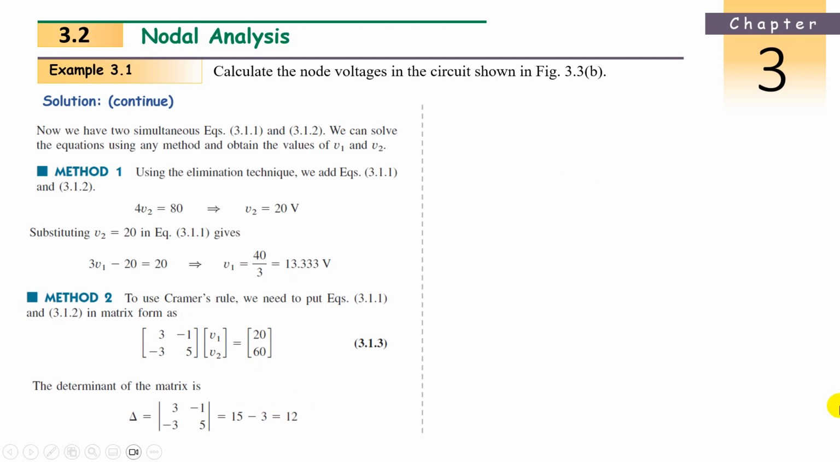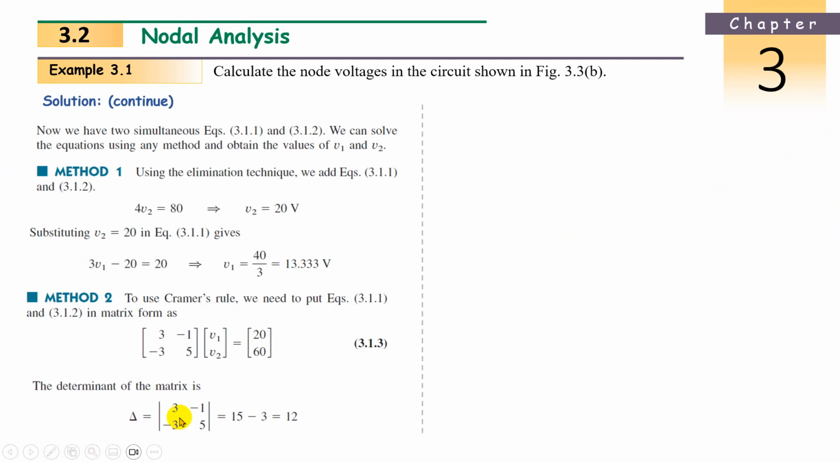Everyone understand or not? Please tell me. How do you find the determinant? Diagonally, you have to multiply and put minus in between. First diagonal, 3 into 5, 15, minus. Then the other diagonal, minus 1 into minus 3, that is 3. Minus, minus, it will be plus. The minus is very important. If we don't know the first step, then the complete problem is gone.